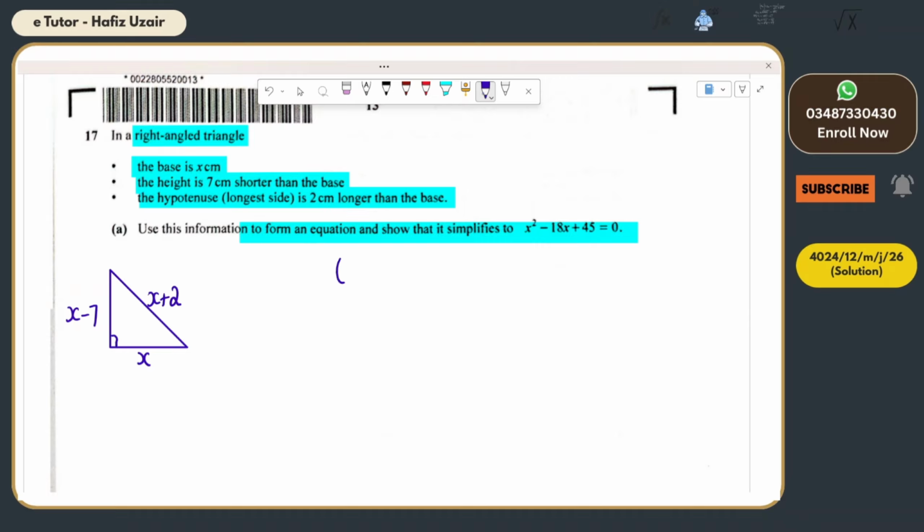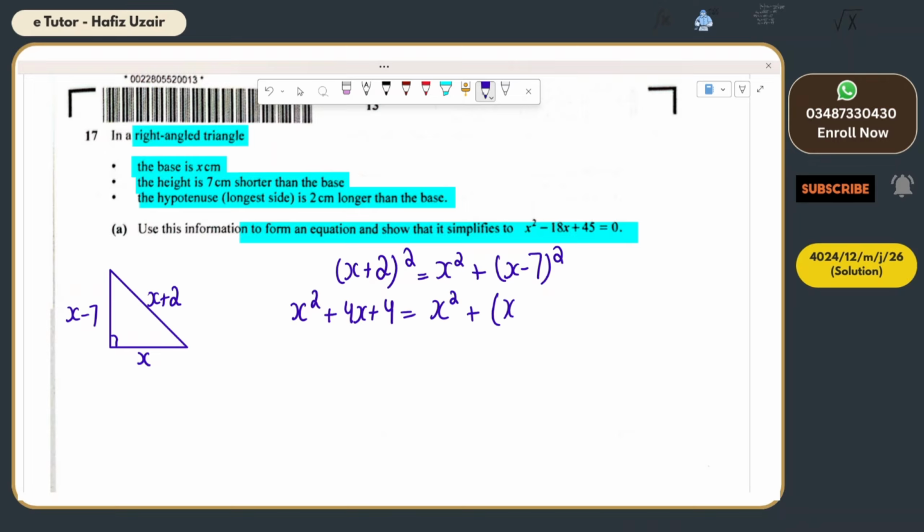So you can write (x + 2)² = (x² + x − 7)². Let's expand this. So this will be x² + 4x + 4, and this will be equal to x² + x² − 14x + 49. So hopefully you know how to expand the bracket, so that's why I'm doing it quickly.